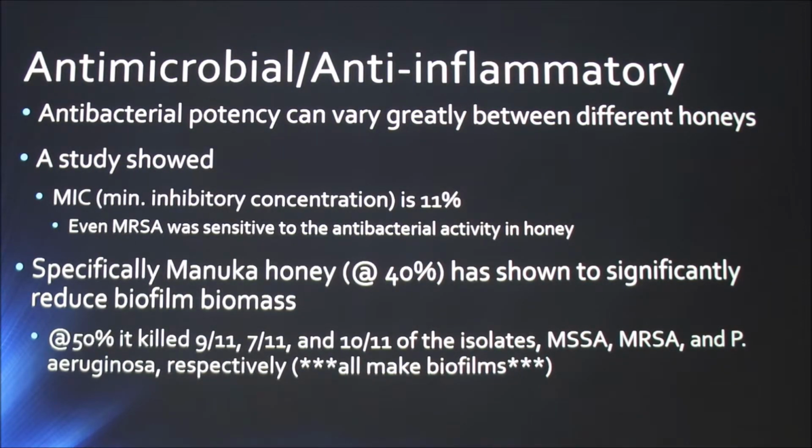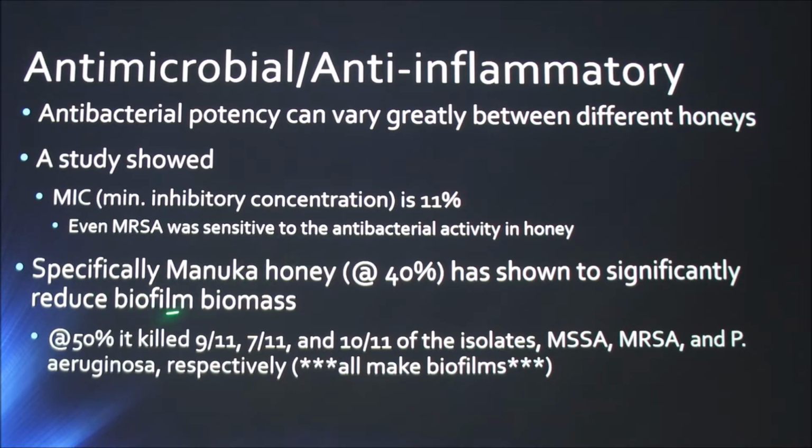Then with the antimicrobial and anti-inflammatory, this slide has the main antimicrobial properties, and the next slide will have more anti-inflammatory. But the potency of the honey can actually vary greatly between the different kinds of honeys, whether it's clover honey or honey from bees who frequent lavender, it can change some of the actual properties. With the minimum inhibitory concentration at around 11% for honey, it was actually even able to inhibit the growth of MRSA, as well as the non-MRSA ones. I thought that was pretty cool that it was able to do something like that.